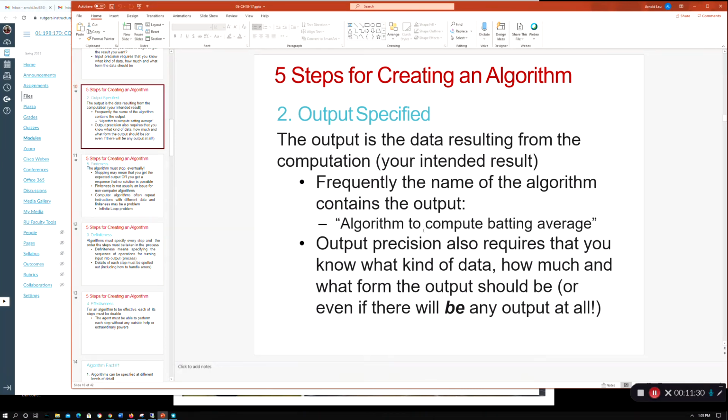So you know what you're going to pull in, right? You know what you're going to do once you pull those things in, and then what your output is going to be, right? So this is your output. Specify, so that's part of the algorithm. Okay, so first one, you have your input, now you have your output.